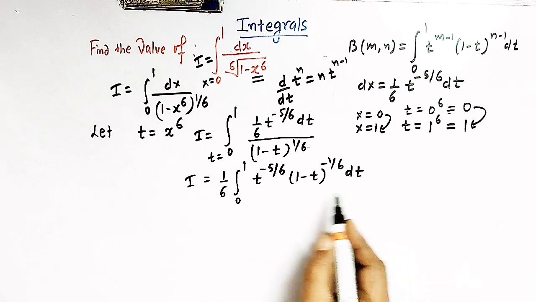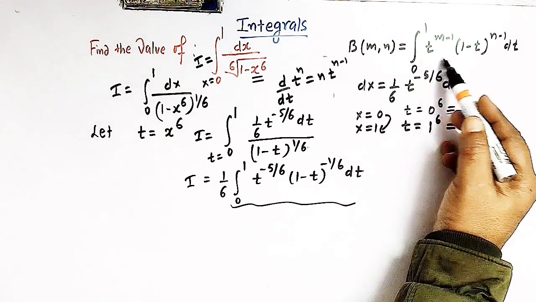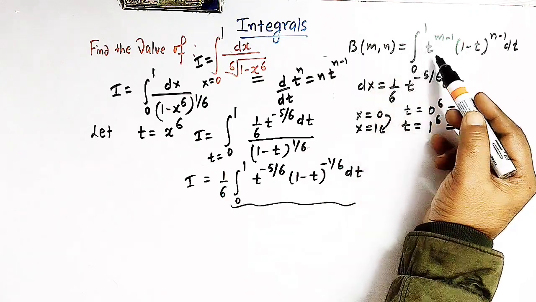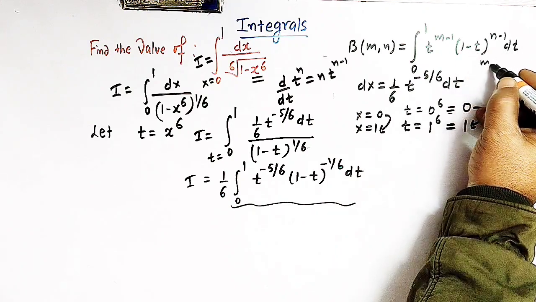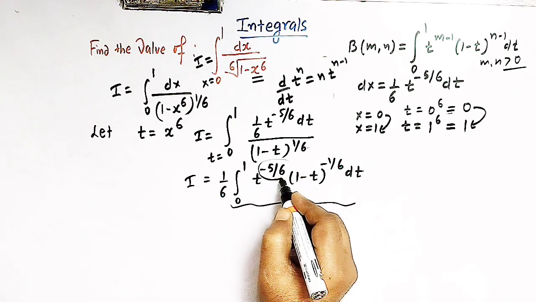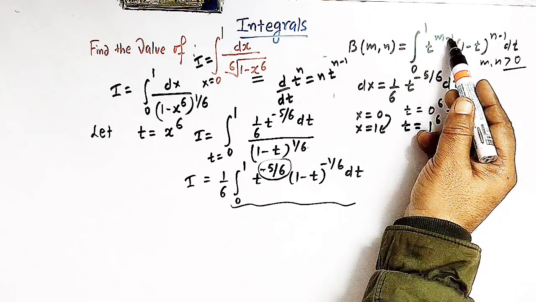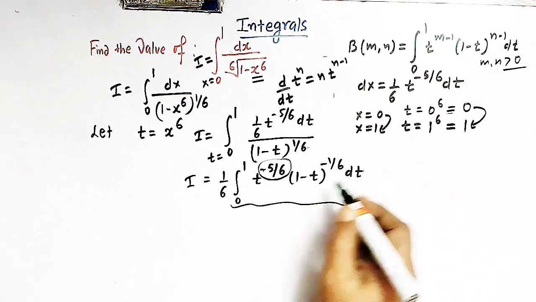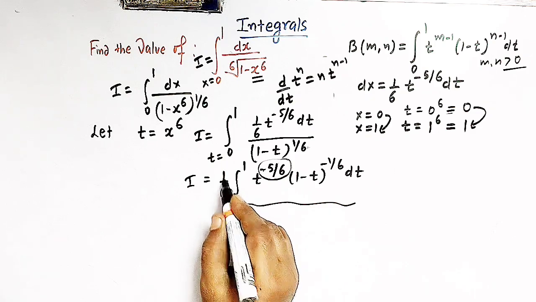So now we can easily observe that this integral is similar to this one, that is the beta function, that is beta m comma n is integral 0 to 1 t raised to m minus 1 times 1 minus t raised to n minus 1 dt, where m and n are greater than 0. Right, so here we have t raised to minus 5 over 6, and here we have t raised to m minus 1. So now we need to find out the values of m and n. So we can compare this integral with this one. Here we have an additional factor 1 over 6.